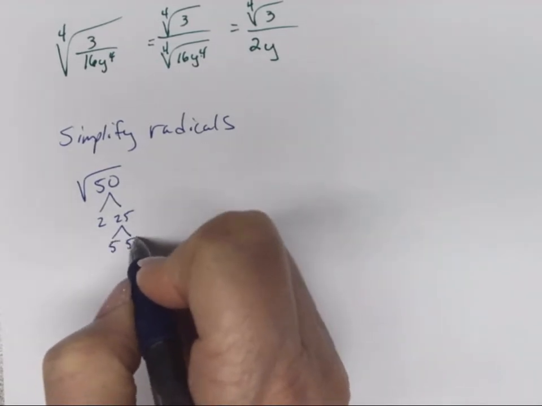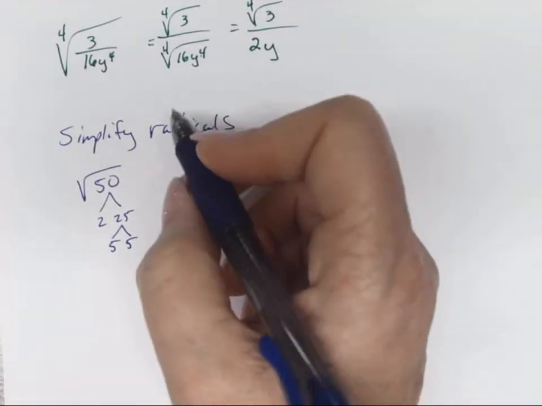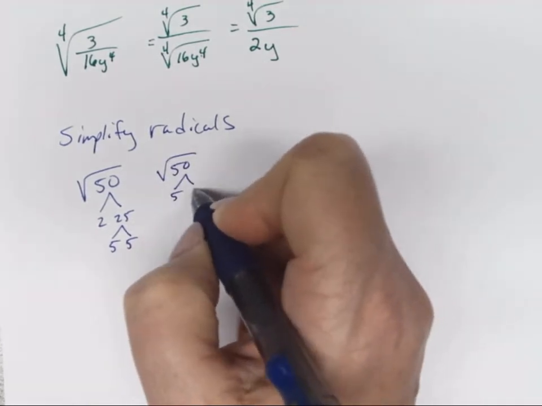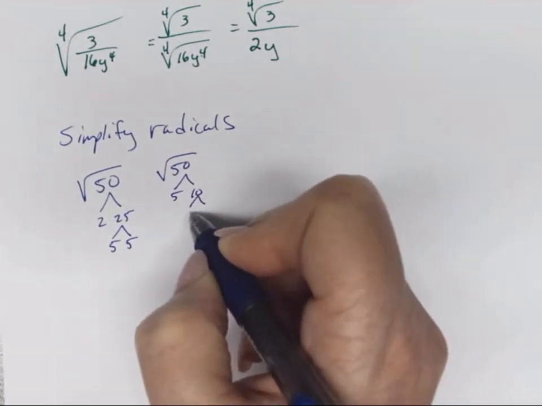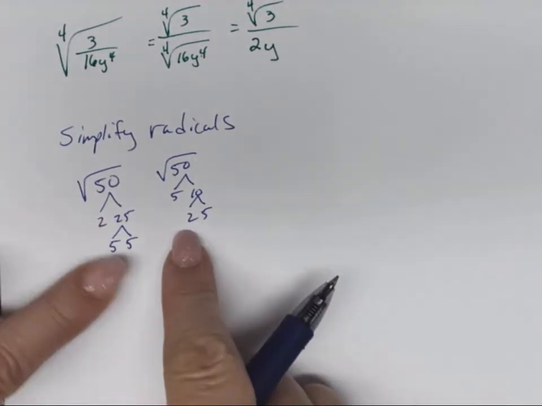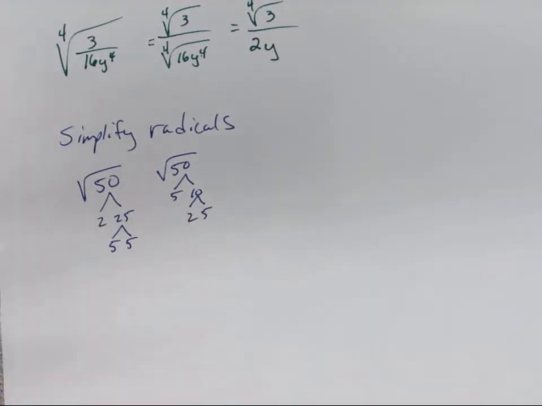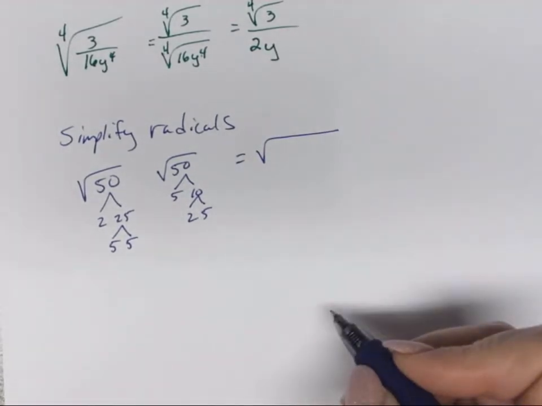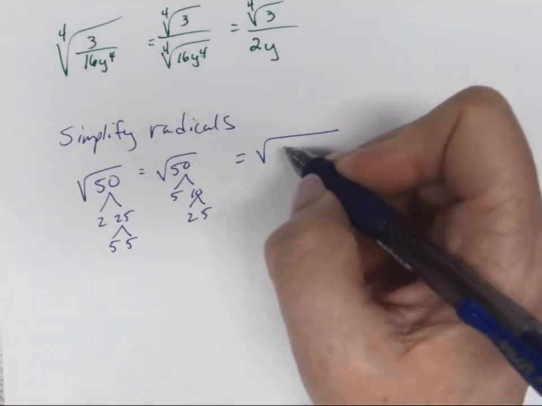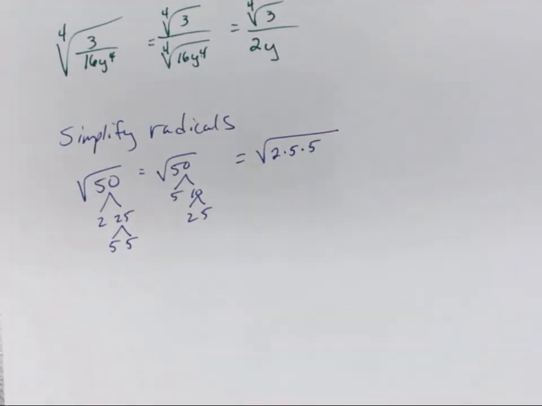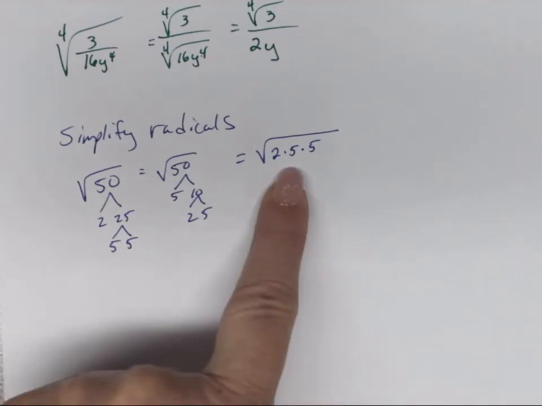So here we have 5 times 5. I'm going to just show you I could have done the square root of 50 using our 5 and 10, and here I end up with 2 times 5. I still end up with 1, 2, and 2, 5. So it doesn't matter which factors you choose. What we want to do is rewrite the radical using our factors. So 2 times 5 times 5. No matter which way you did it, you're going to get the same factors.